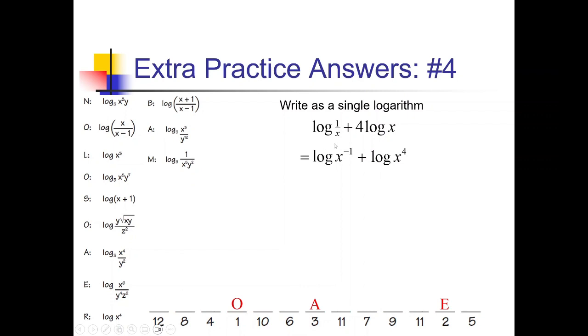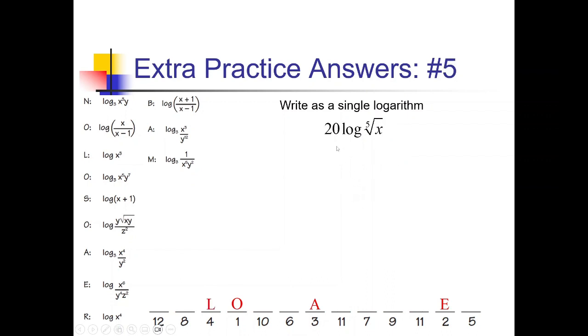So I'm going to have log of x to the negative 1 times x to the 4th. That means I'm going to be adding those exponents to get x cubed inside my log. And then x cubed, log of that, that's going to be right here, spot L. So let me put an L above the 4.